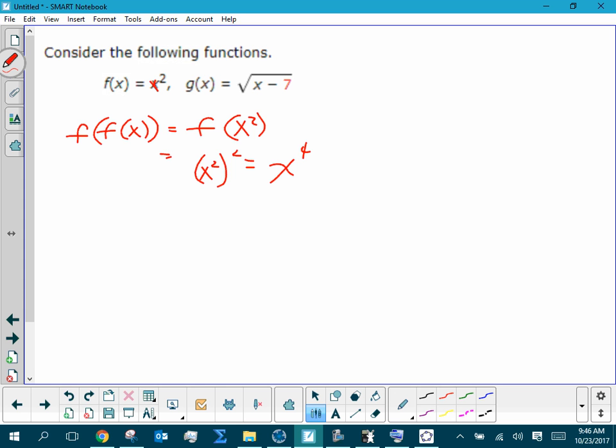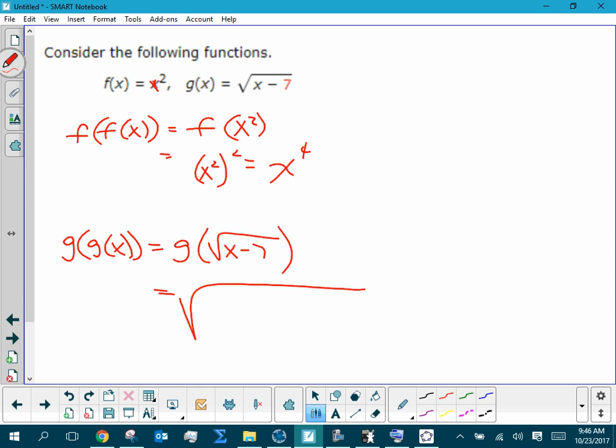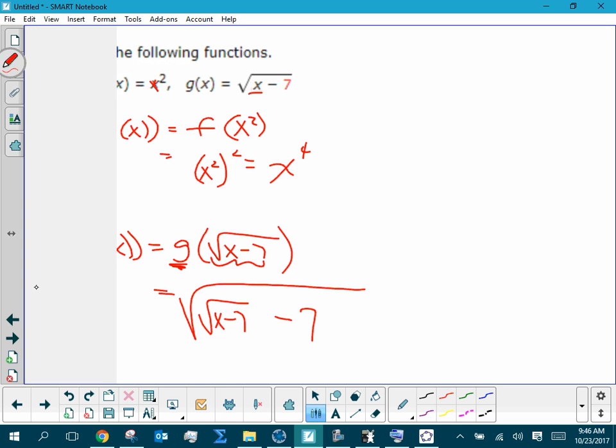Okay. g of x is a little bit different. g of x is going to turn into g of the square root of x minus 7. Okay, and then that's going to become the square root. So this square root that I just drew is this outside function g. And now I'm going to go into where I see x inside of g and replace it with radical x minus 7. So we get radical x minus 7 minus 7.